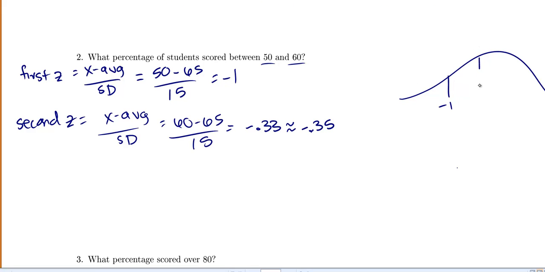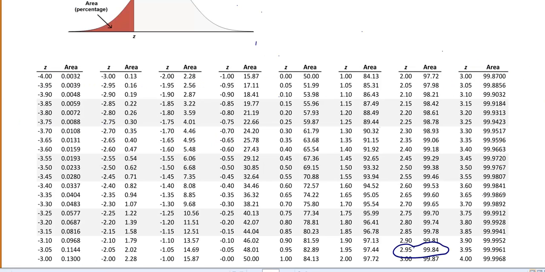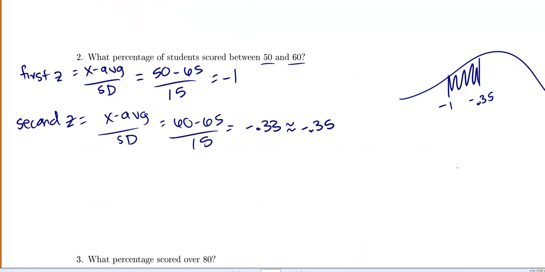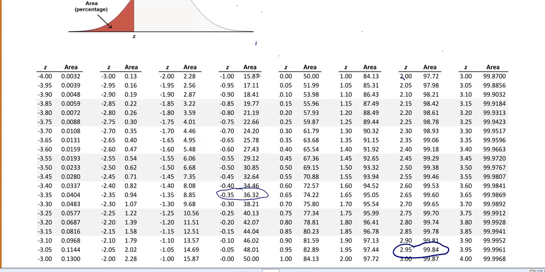So here's my -1, here's my -0.35, and I want the area in between. Now if I look up -0.35 on my normal table, that's 36.32, but that's the area all the way to the left. So that's the area from here all the way over. But I didn't want that area. I only want the area in between the two numbers. So what if we look up the -1? It's going to tell me the area from -1 all the way over. So -1, that's 15.87.